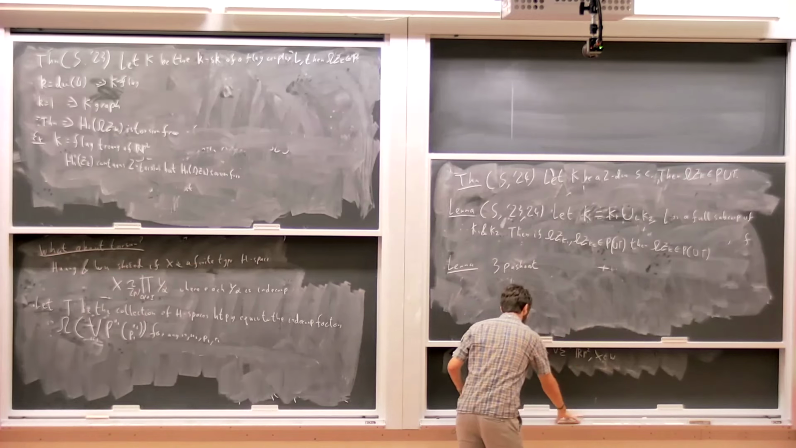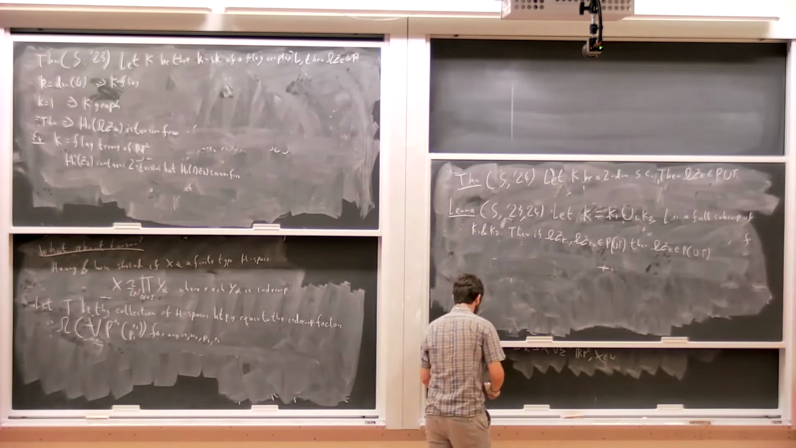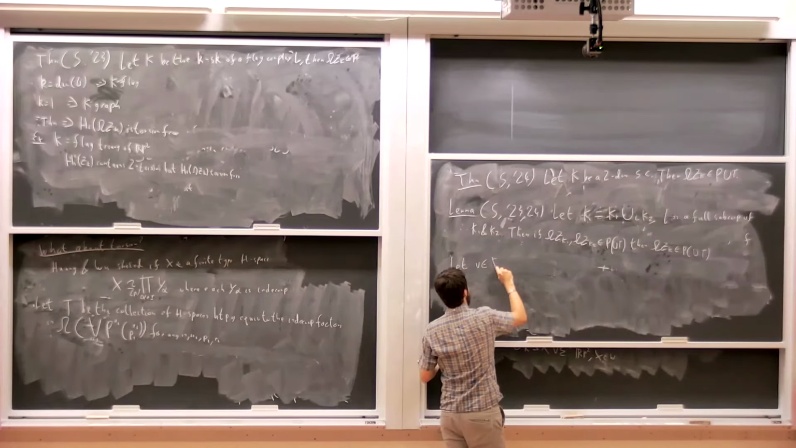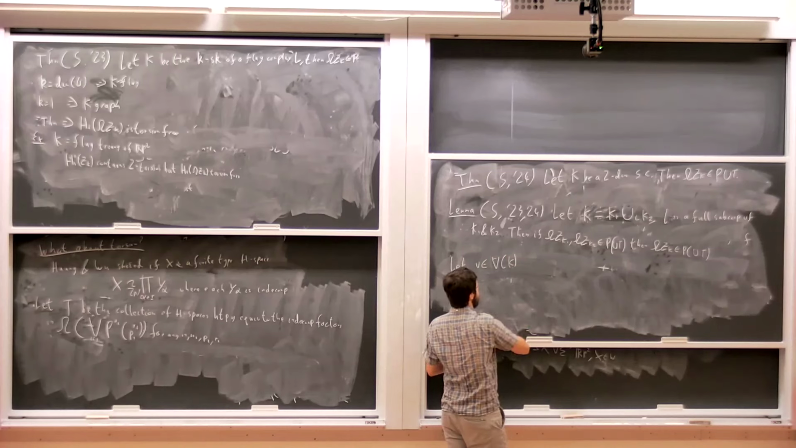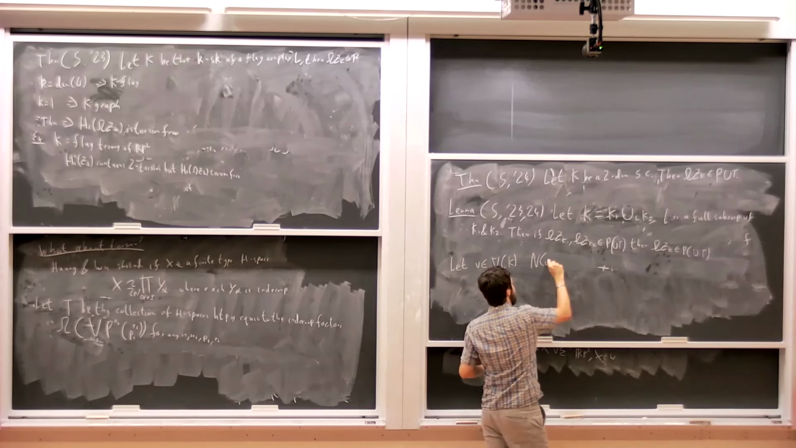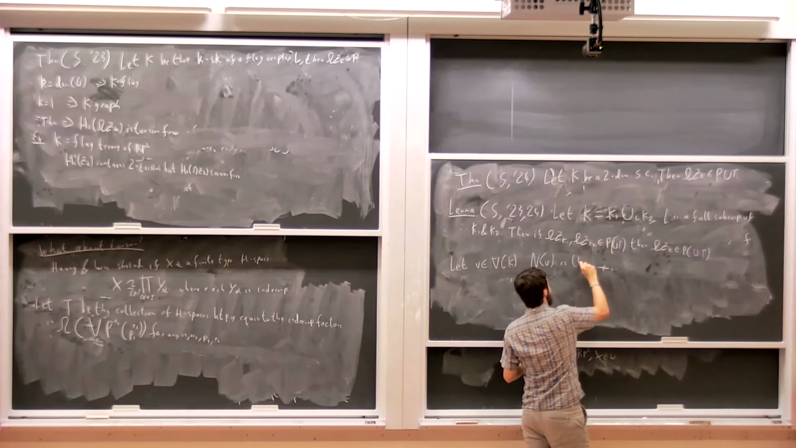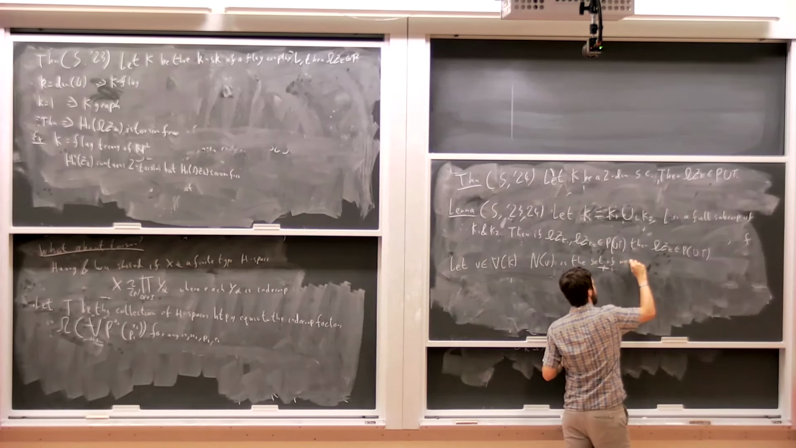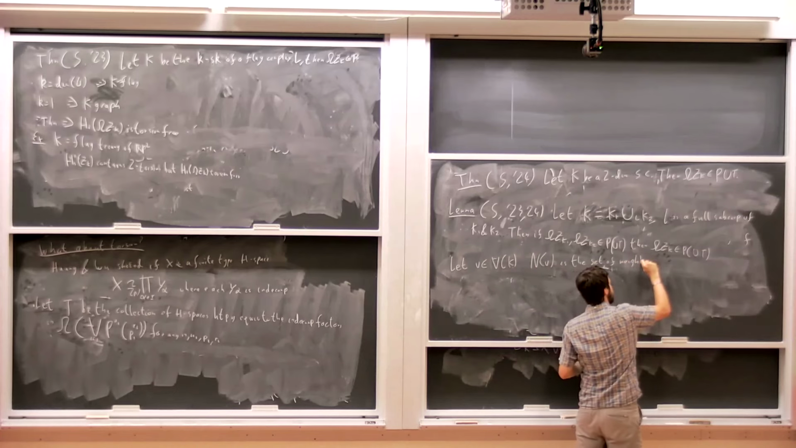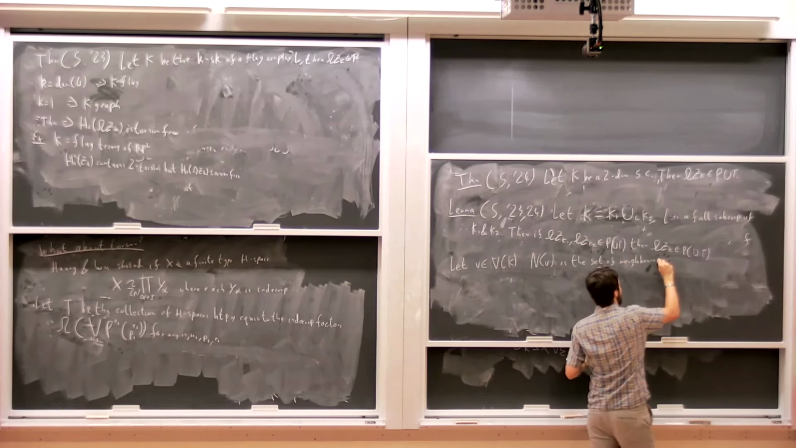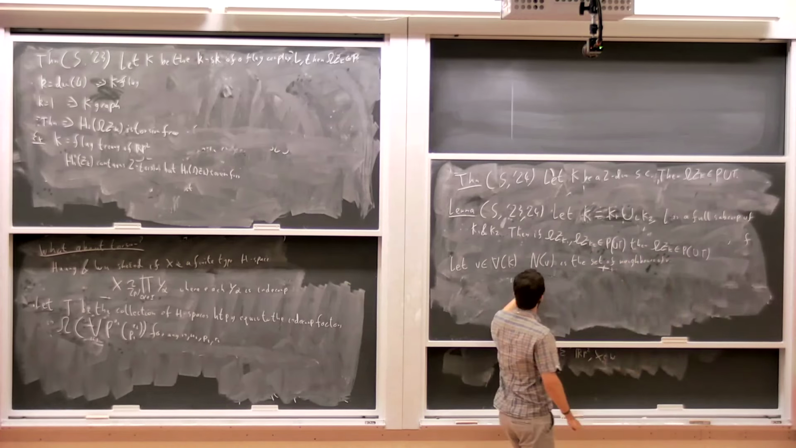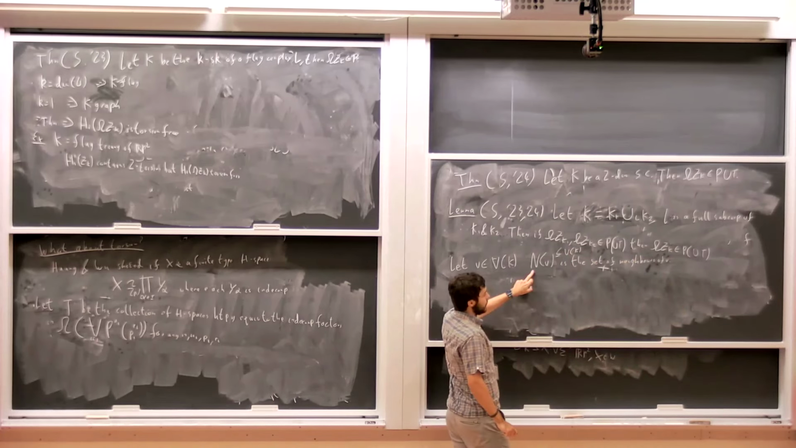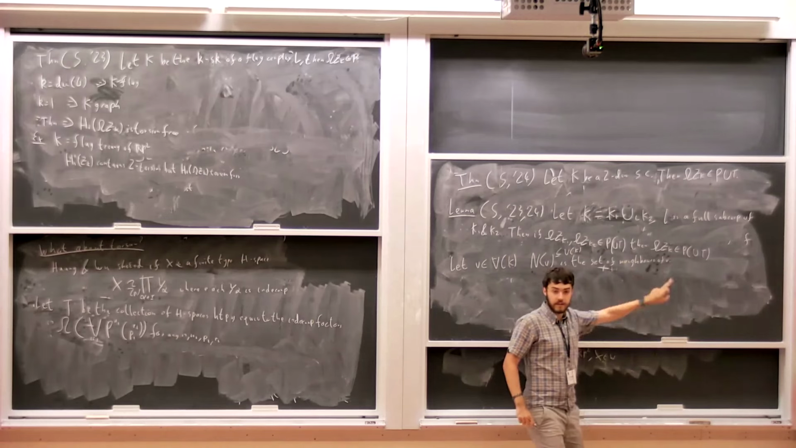Hang on, I need to set up something first. So let's take a vertex V in our vertex set. Then the collection N(V) is the set of neighbors of V. So this is a subset of the vertex set, a set of vertices which are adjacent to your vertex V.